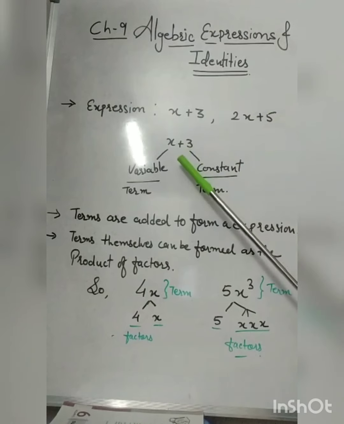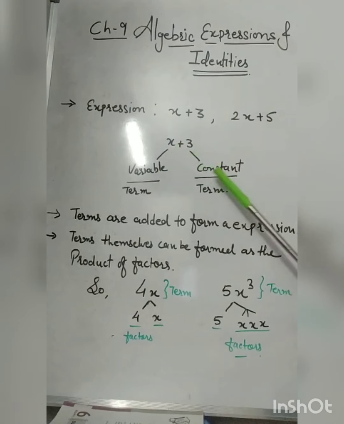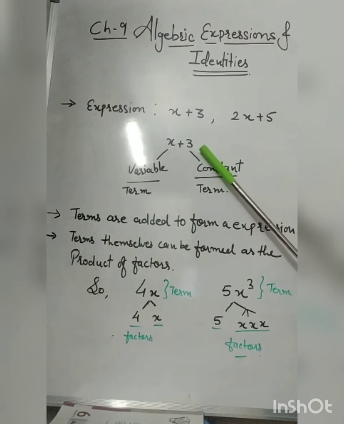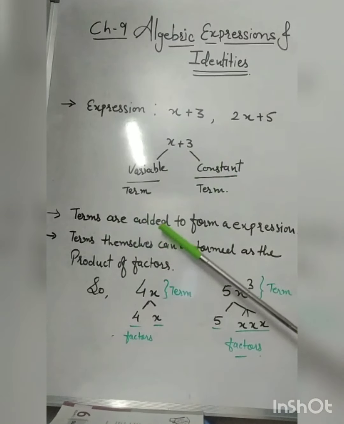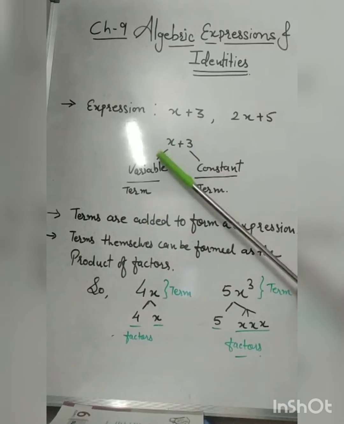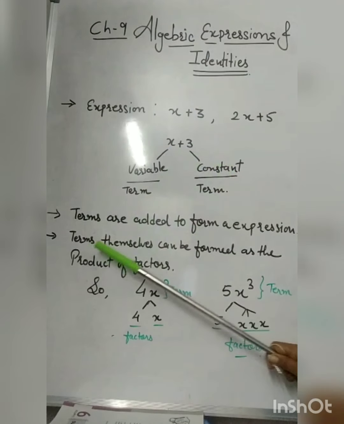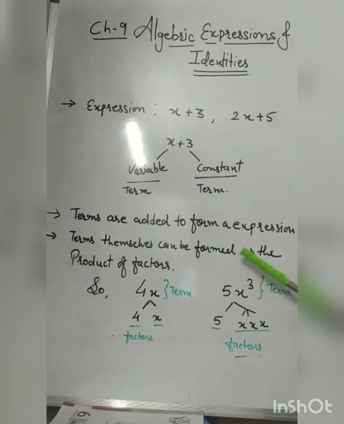In this x plus 3, we are having x as a variable and 3 as a constant. So these are the two terms of the expression. Now terms are added to form an expression. So we are getting an expression x plus 3. Terms themselves can be formed as the product of factors.